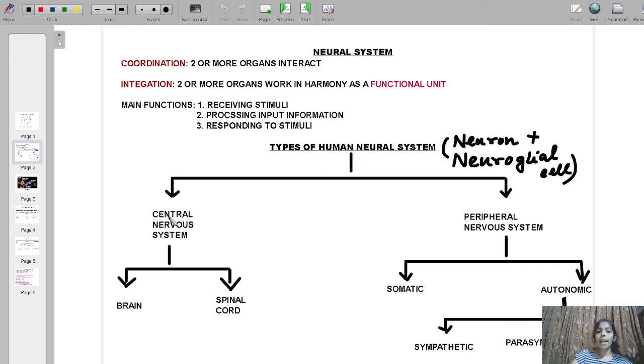This is the central axis. It is aligned over here along the central axis, because it includes, you see, the brain and spinal cord. So these are all along the central axis of the body.